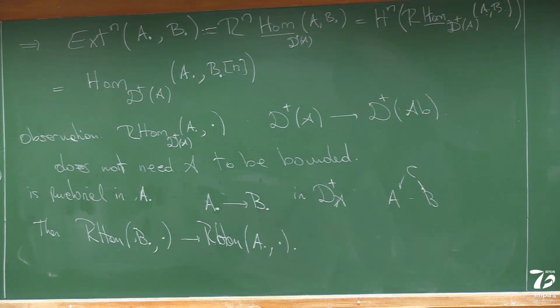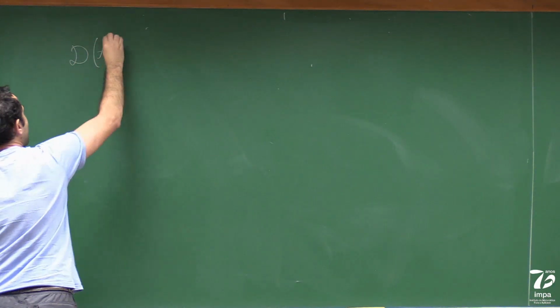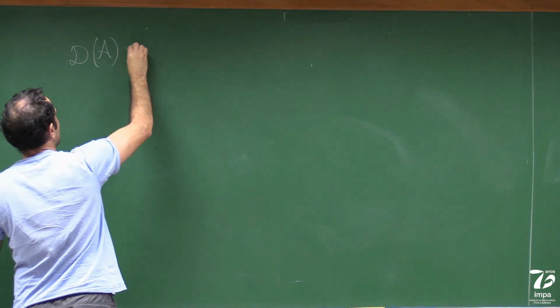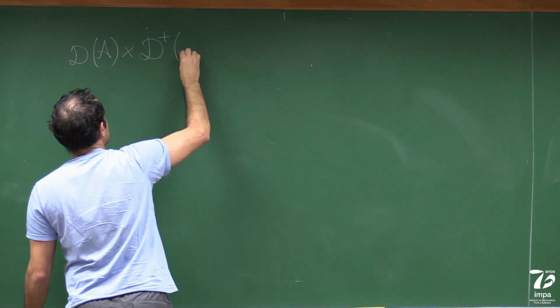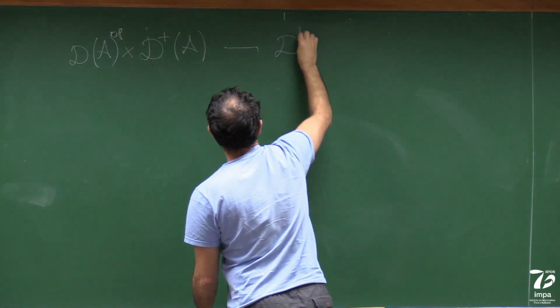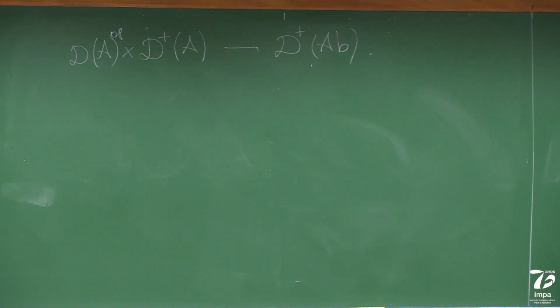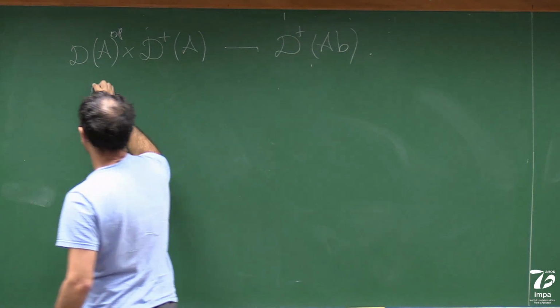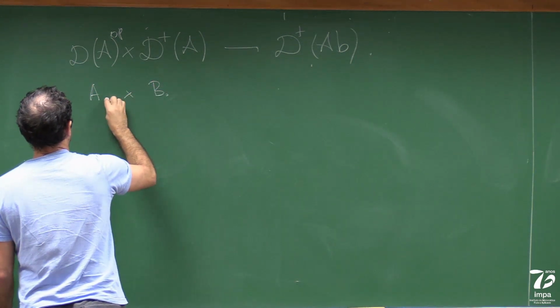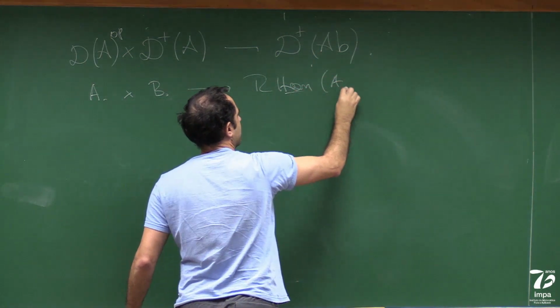So, summing up, what you get is a functor from the derived category of A, not bounded, times the bounded derived category of A, and this is opposite, to the bounded derived category of abelian groups or K vector spaces, where you send A here, B here, to our Hom(A, B).